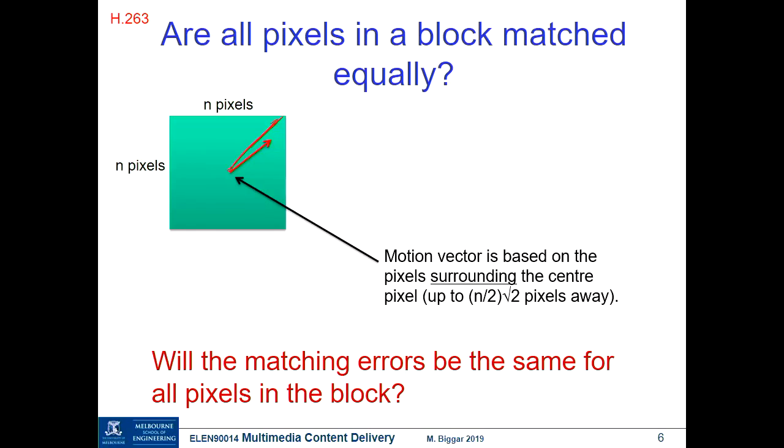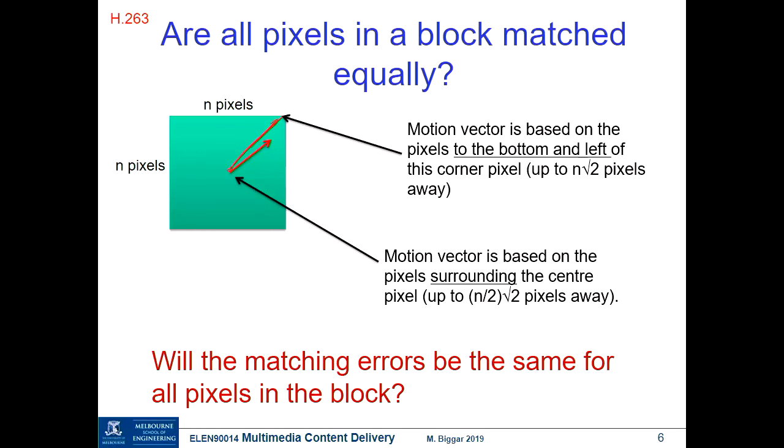Why is that important? Well, we're using that same motion vector. It's calculated based on matching all of these pixels surrounding this center pixel, and we're using that motion vector to predict these pixels right at the edge here, and they might have more in common with other pixels out here than the ones that are dominating in the motion estimation calculation.